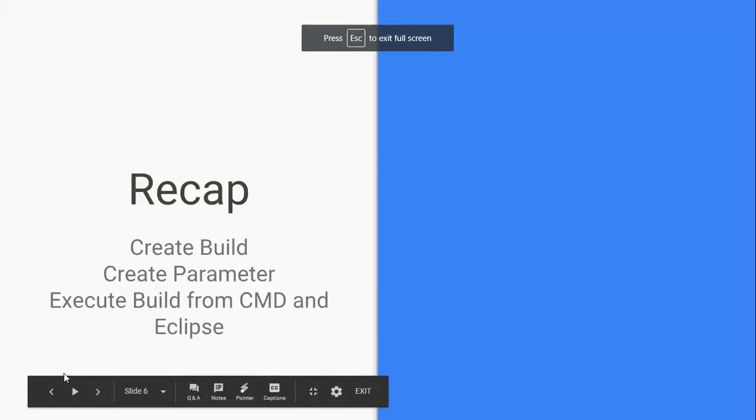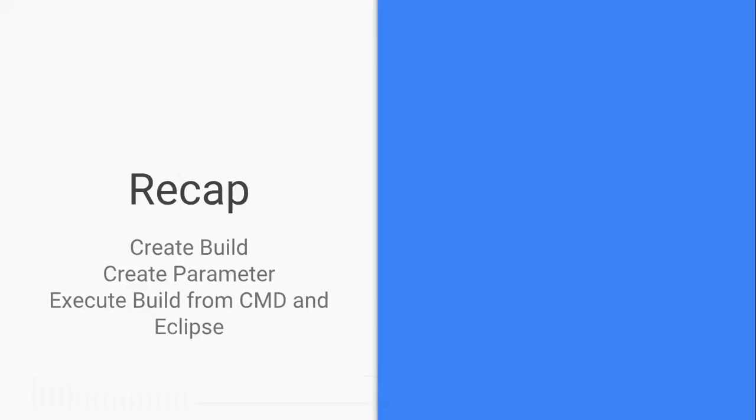So that's all I have for today. So let's have a small recap. We have seen how to create a build, how to use the surefire plugin, how to create parameters, and how to pass parameters from Eclipse, how to pass parameters from command prompt, how to run this build from command prompt, how to build this from Eclipse. Okay, so that's all I have for today.